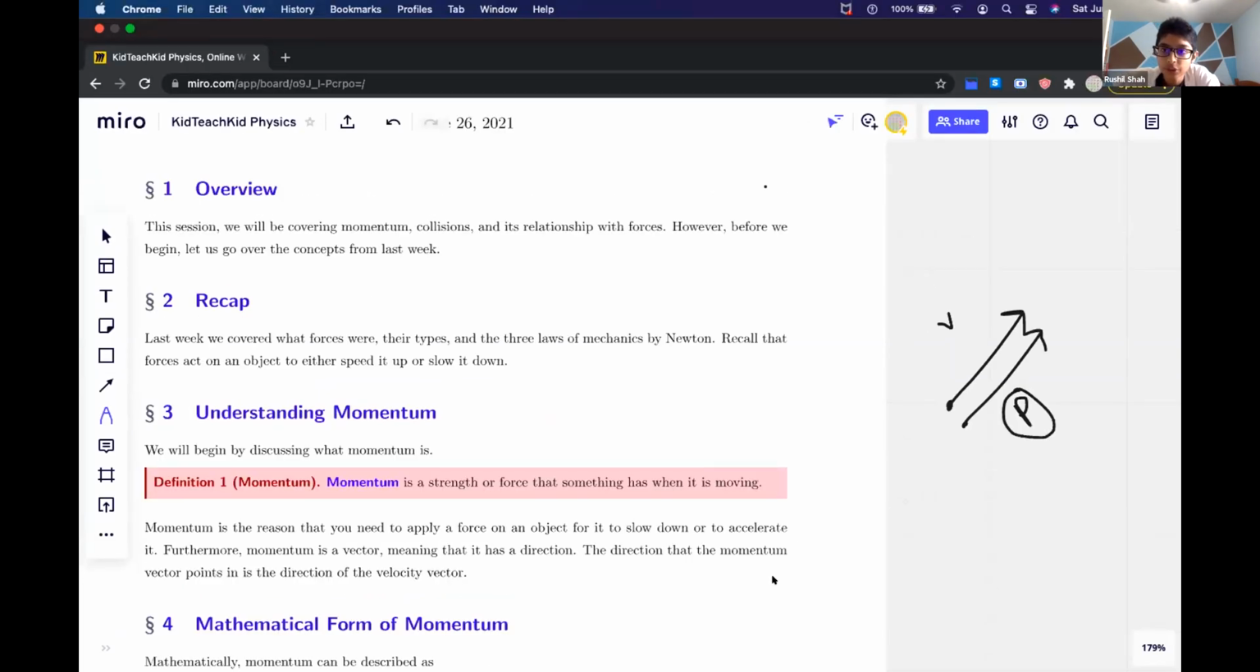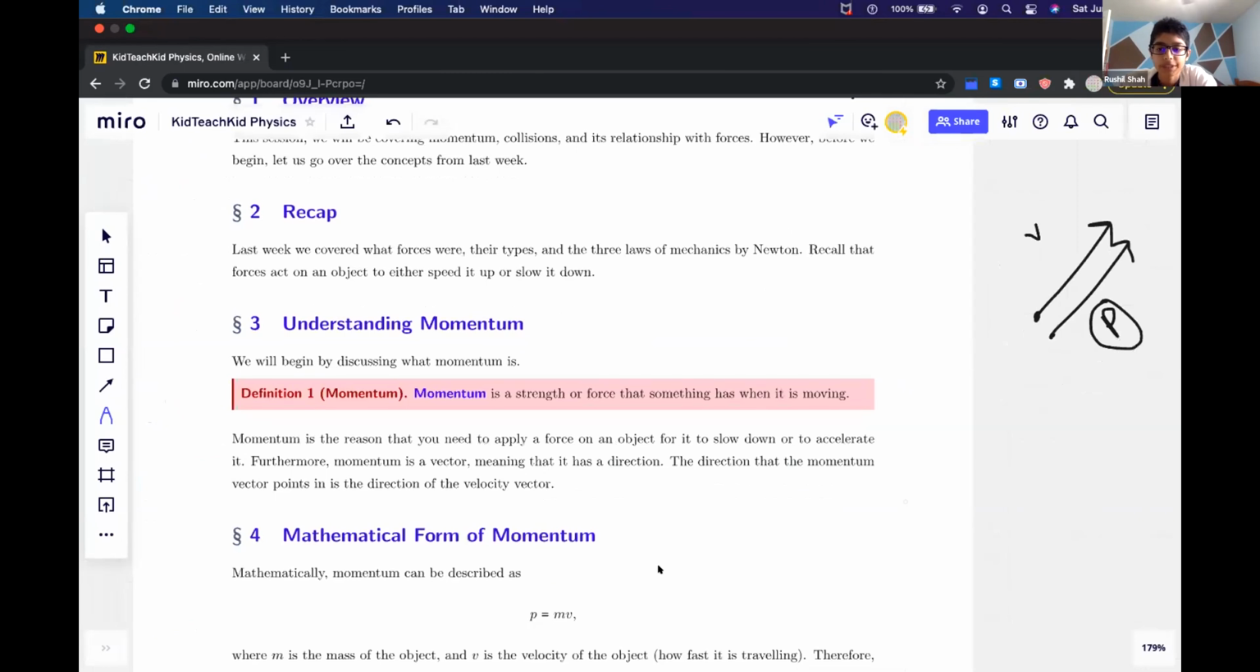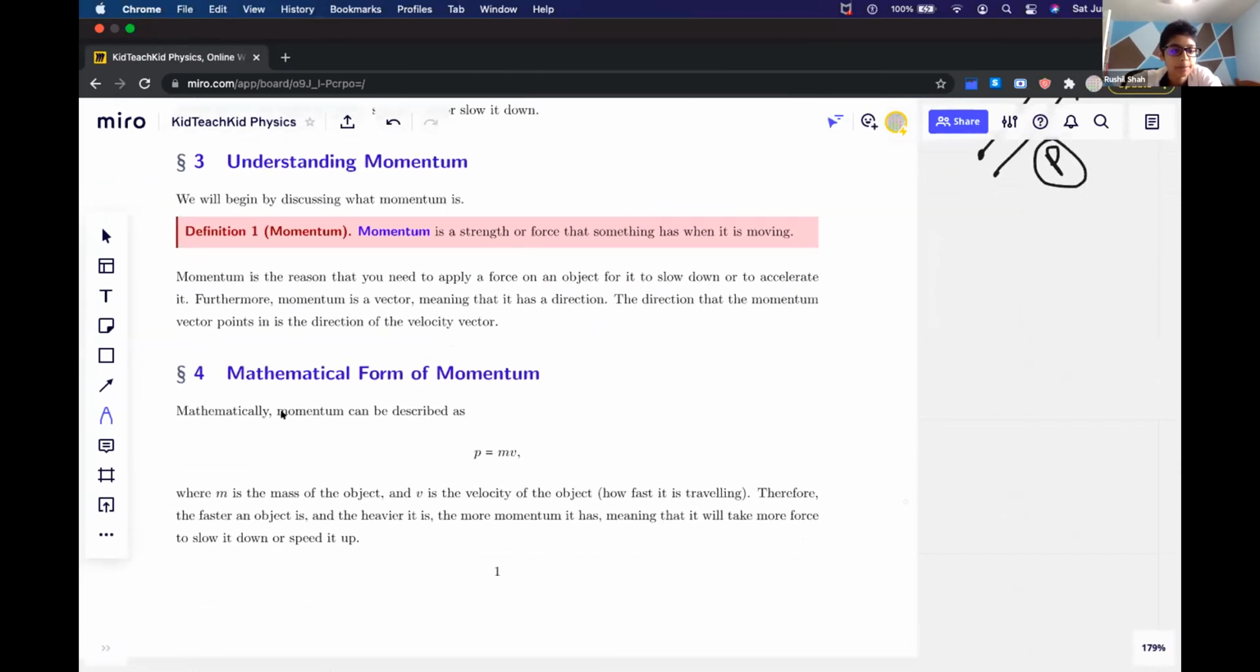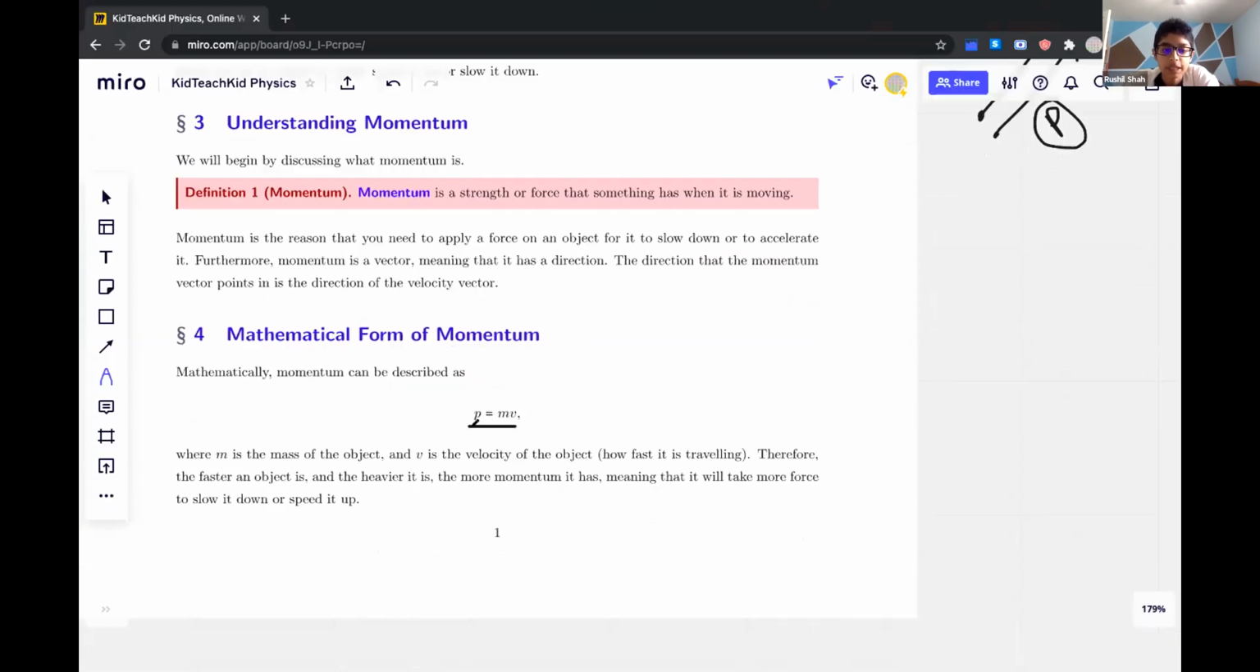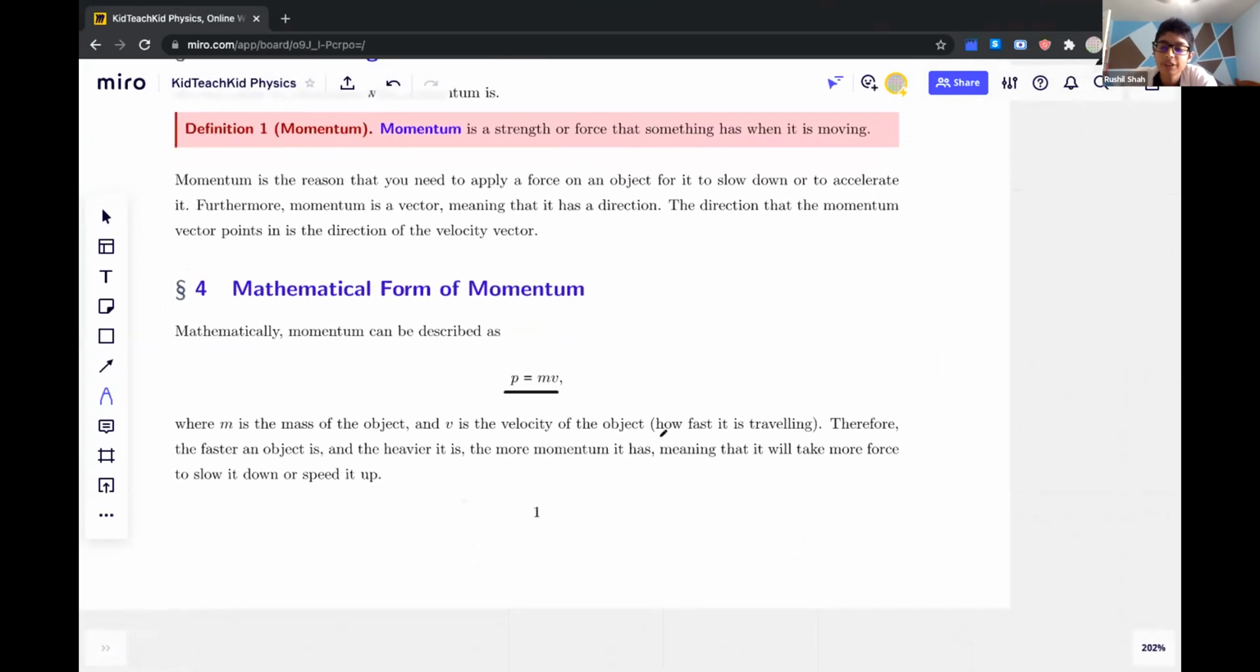Okay, if there are no questions, I'll move on to the mathematical form of momentum. Mathematically, momentum can be described as p equals mv. Recall that p is just the letter that we use for momentum, like F is for force and m is for mass. I don't know why they use p, because momentum starts with an m, and m is not p. But anyways, they still use p as momentum.